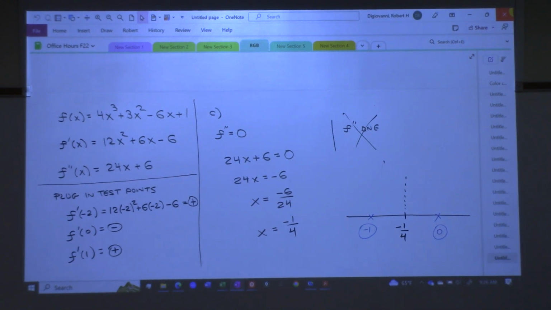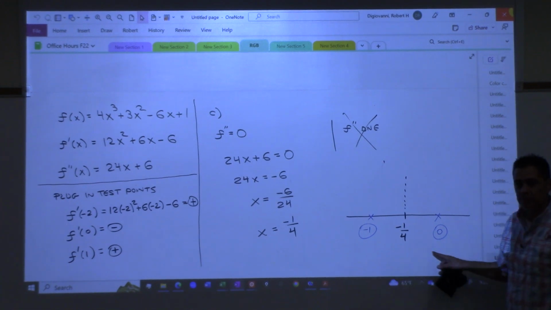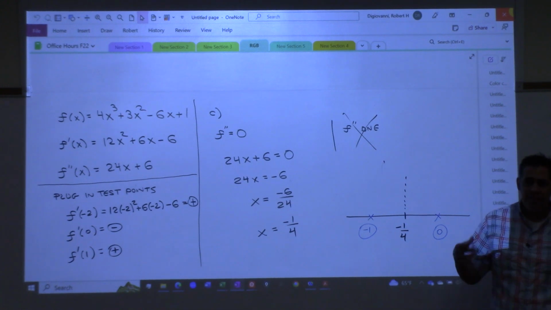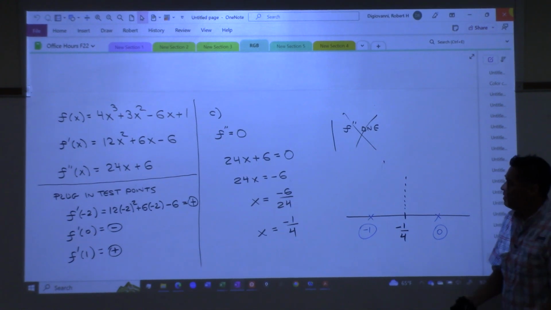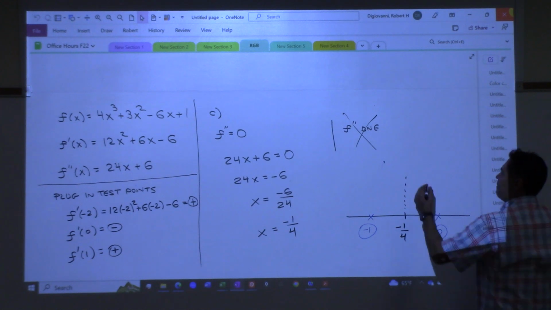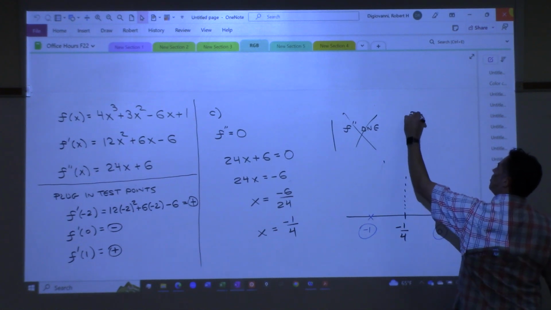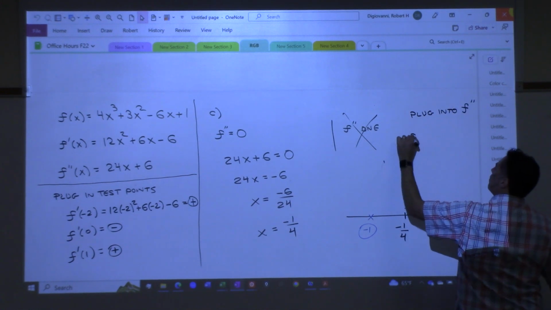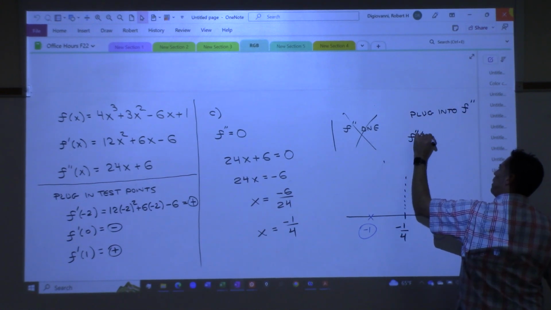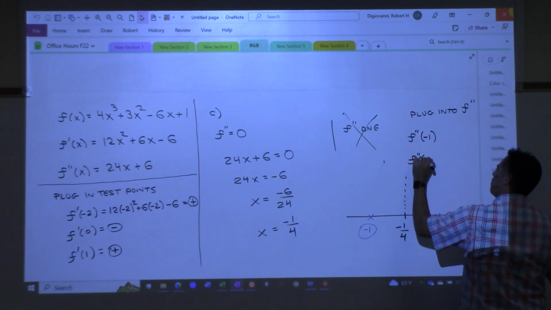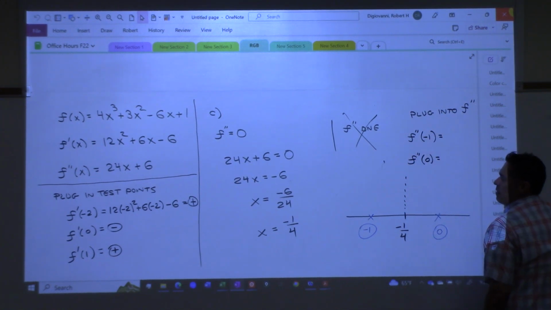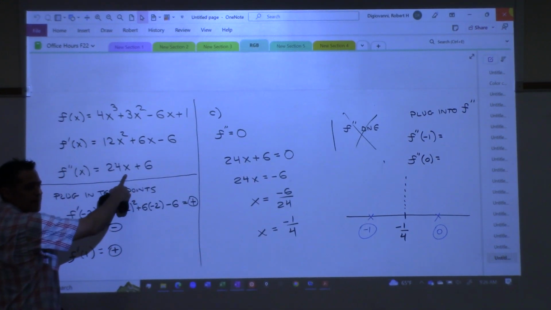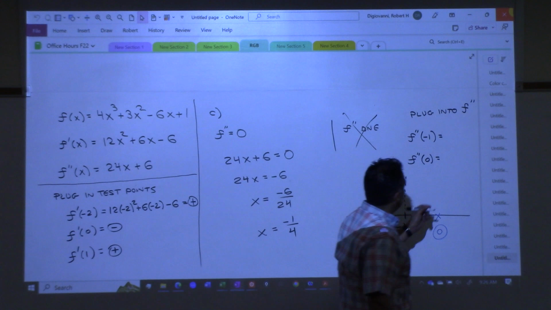And where am I going to plug those test points into? The second derivative, right? Because you're trying to figure out if it smiles or frowns, and the second derivative tells you that. So we go second derivative evaluated at -1, and second derivative evaluated at 0. If I plug -1 in here, I get a negative, and if I plug in 0, I get a positive.